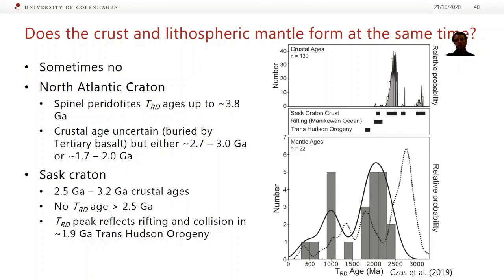What you see in terms of crustal ages in the Sask Craton is that everything's Archean. So it ranges from about 2.5 to 3.2. The main peak is younger Neo-Archean, about 2.5, but there are some very old rocks there. But not one of the TRD ages analyzed from the Sask Craton comes out older than 2.5 billion years old. The peak in TRD ages, which is here, actually reflects rifting and the rifting and collisional cycle in the Trans-Hudson orogeny between 2.2 and 1.9 billion years ago.